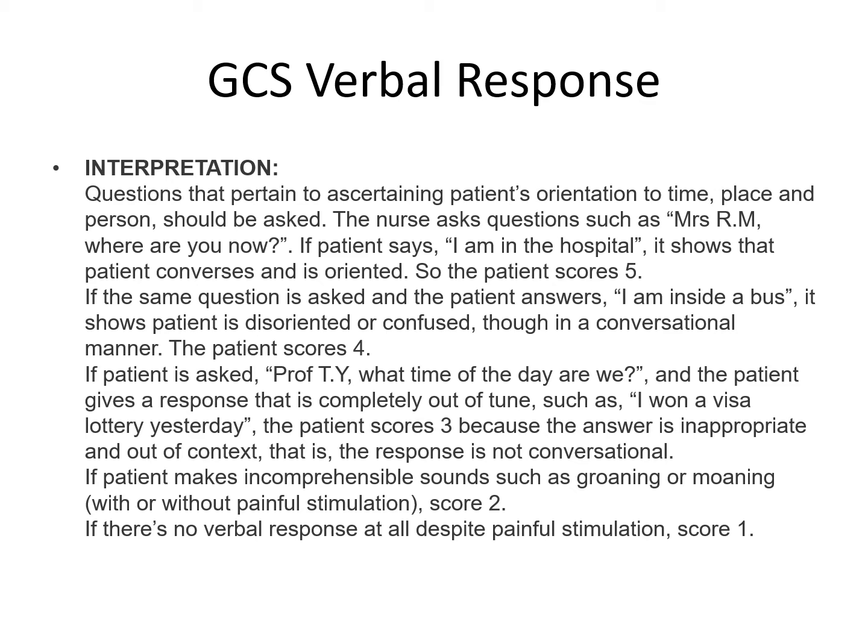Questions that pertain to ascertaining patients' orientation to time, place, and person should be asked. The nurse can ask questions such as, "Mrs. Smith, where are you?" If the patient says, "I'm in the hospital," then that shows that the patient is oriented and converses, so the patient gets the maximum score of 5. If the same question is asked and the patient answers, "I'm inside a bus," it shows that the patient is disoriented or confused, though it's still in a conversational manner, but the patient scores a 4.